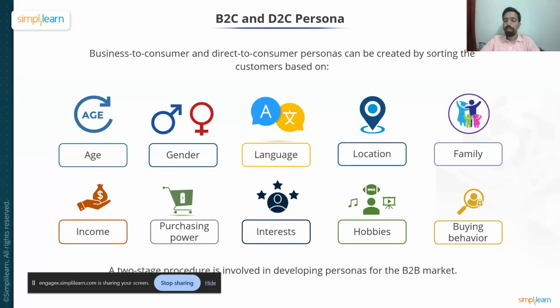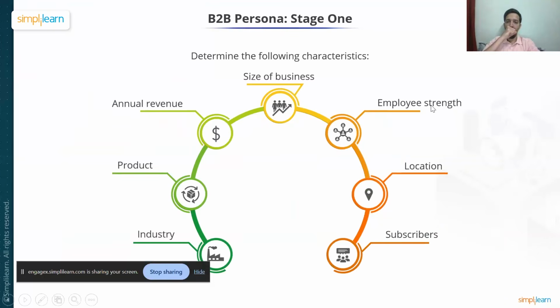Okay, then language, location as just briefed, family, income, purchasing power, and interest, which is what they are actually interested in. You can have hobbies and behavior as well. Now for stage 1, you need to determine the characteristics.